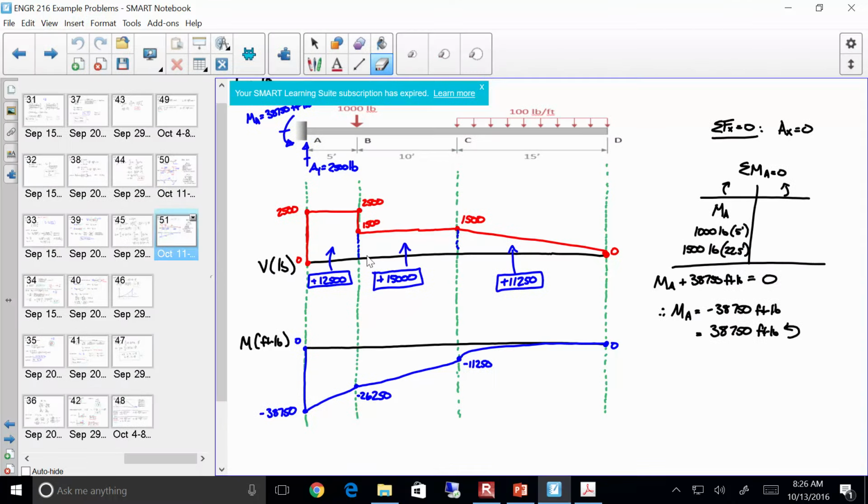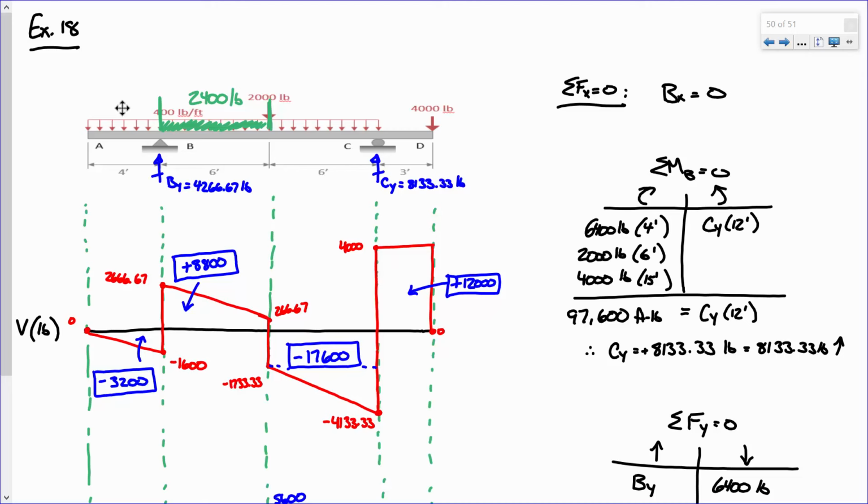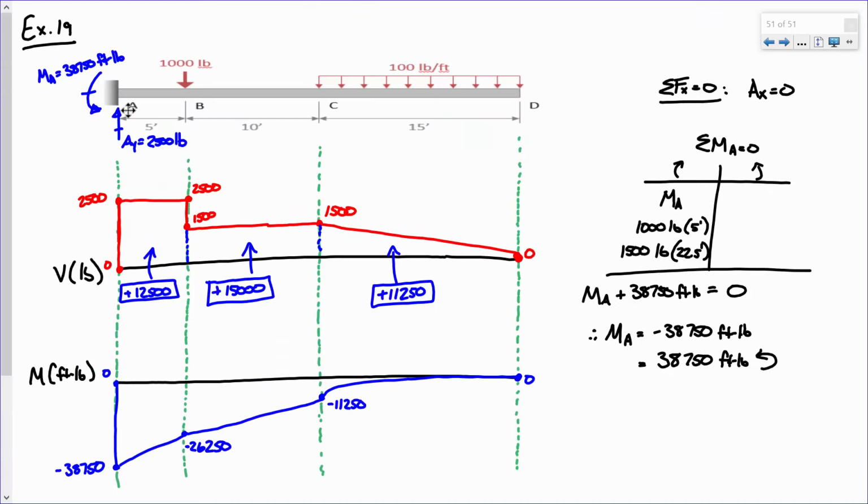Okay. So let's go back to example 18 and 19. So let me go back to 18. Okay, so here was example 18. Remember this? We went and drew the shear and moment diagram. And what was the maximum moment that we saw, the largest magnitude of moment? It was this right here, right? That was the largest magnitude. Now, whether or not it's being bent this way or bent this way really doesn't matter for this cross-section, because in the end, all we really care about is the magnitude. Make sense? So 12,000 foot-pounds is the maximum moment for beam number 18. For beam 19, 38,750 foot-pounds. Make sense? Okay.